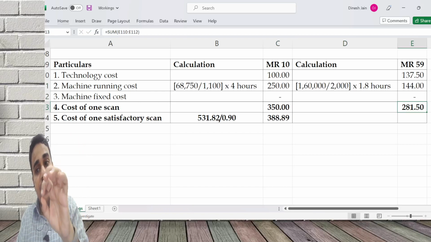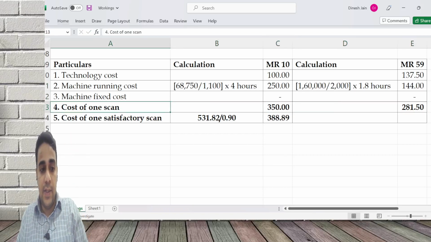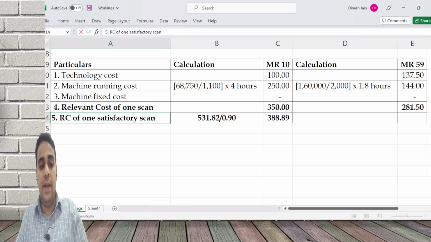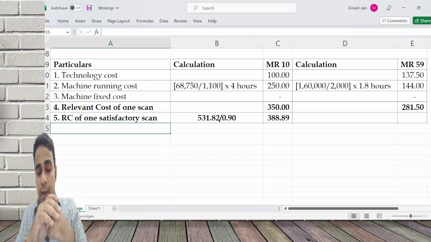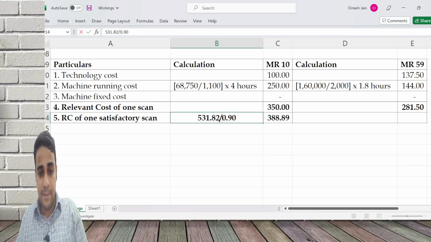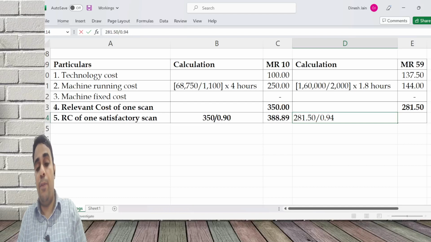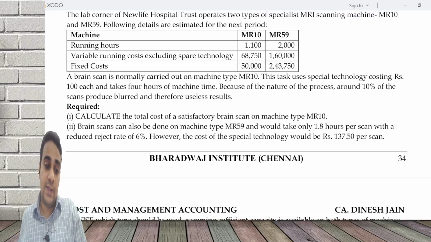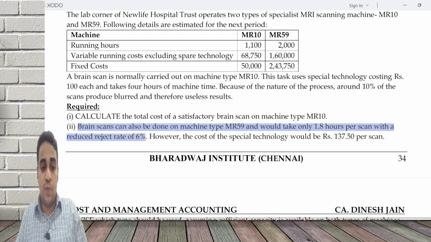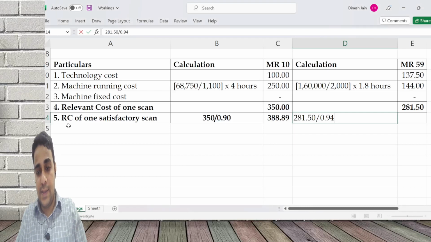What I need is satisfactory scan and then I compare. This you can call it as relevant cost, because for decision making I need relevant cost. Relevant cost of one scan is 350 and 281. Satisfactory scan is 281.5 divided by 0.94. Why 0.94? Because wastage here is only 6%. Rejection in this machine is only 6%.